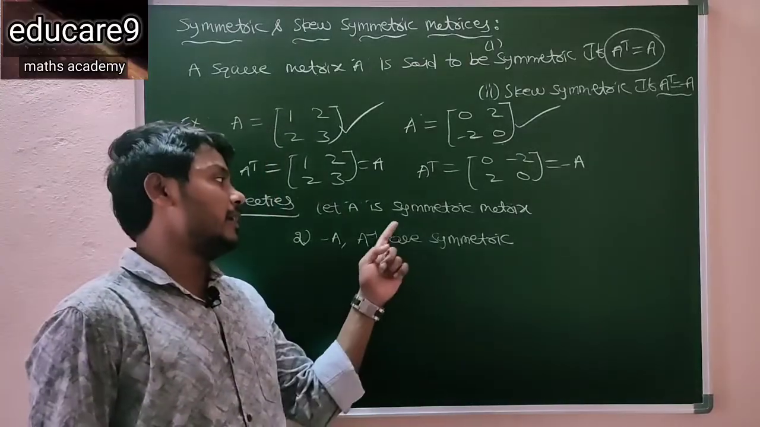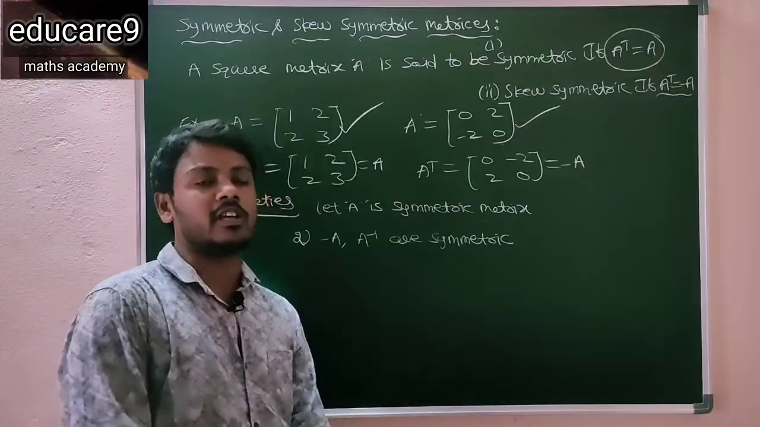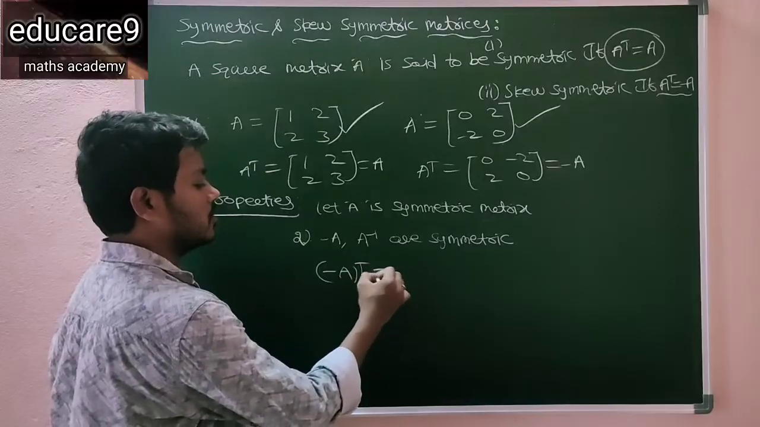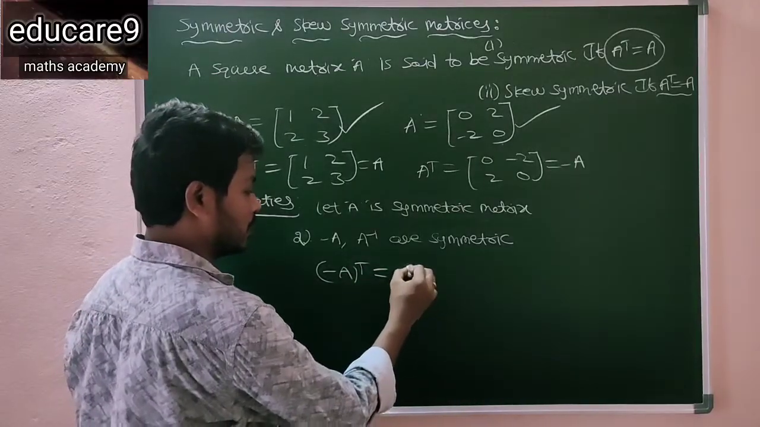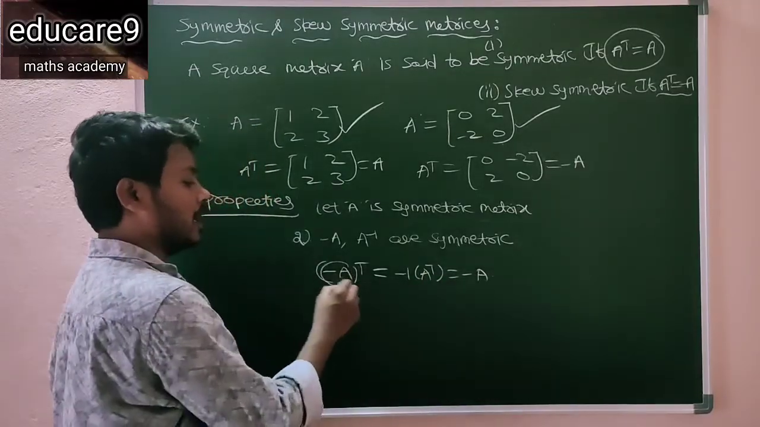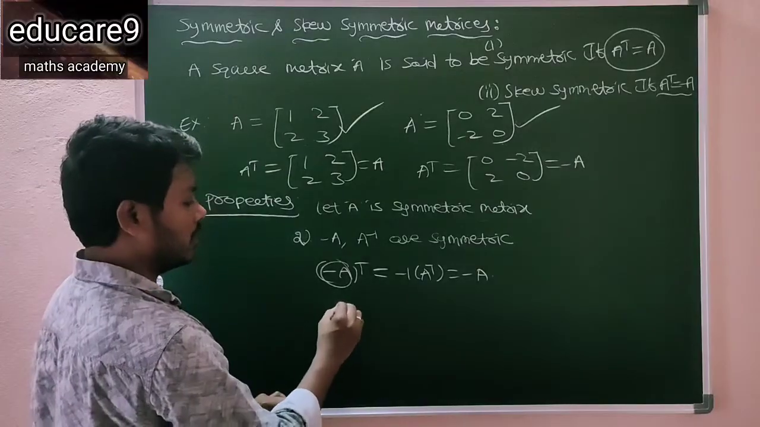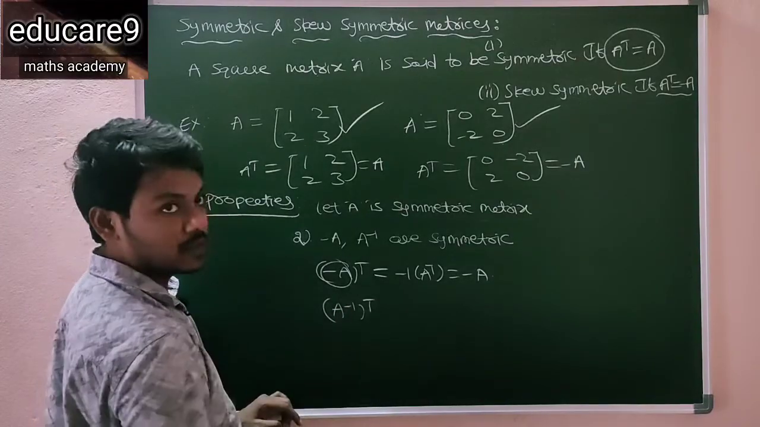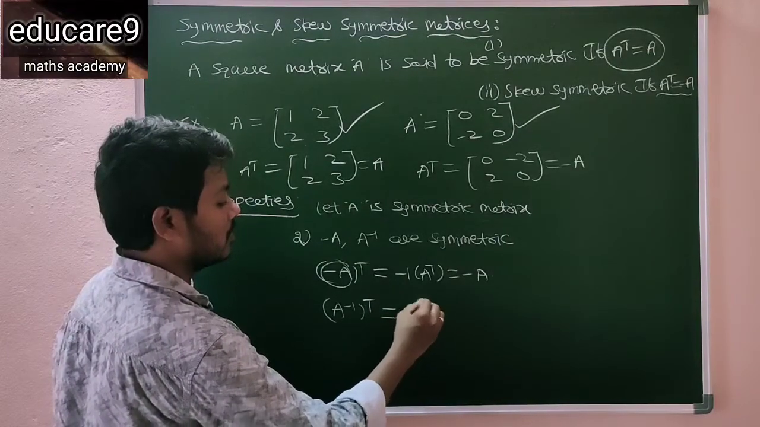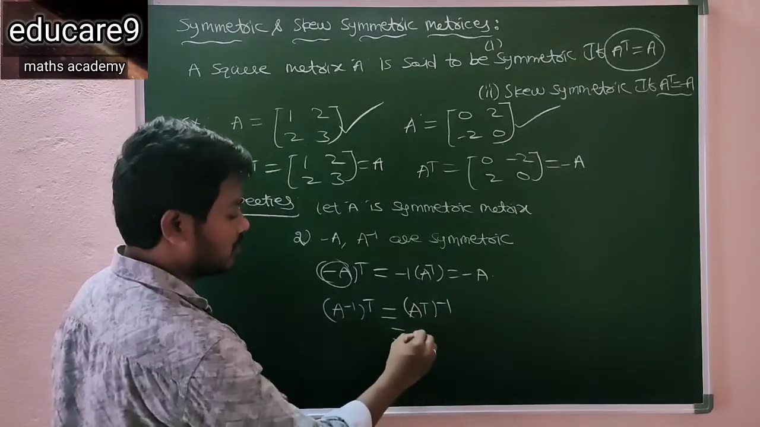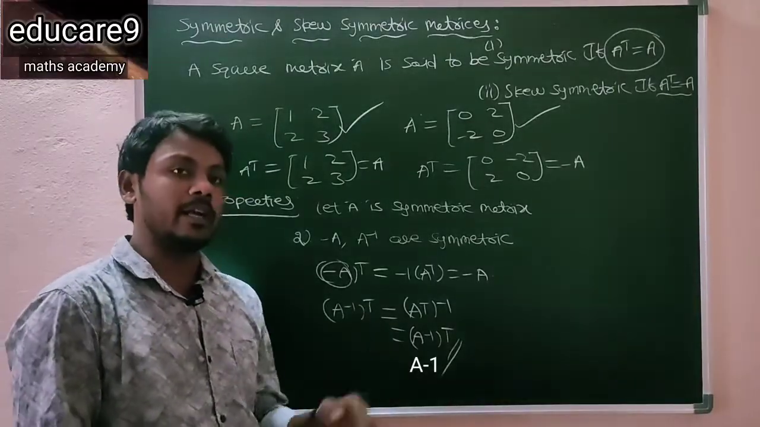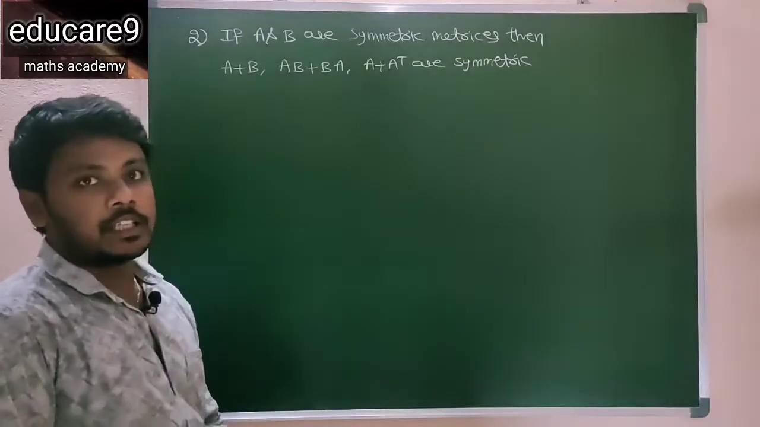See the second one: A is symmetric, then minus A and A inverse are also symmetric matrices. See here, take minus A whole transpose. So what you get? Minus 1 into A transpose. So this is minus A. Therefore minus A is symmetric. And here A inverse whole transpose can be written as A transpose whole inverse. Again, this is A inverse whole transpose. This is also symmetric. Okay, so see the next property.